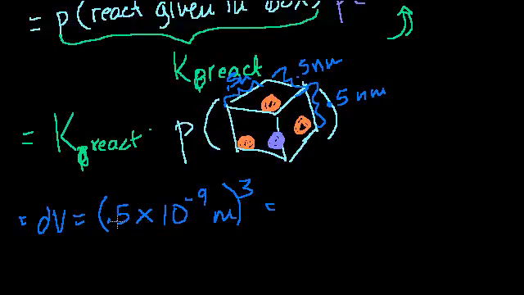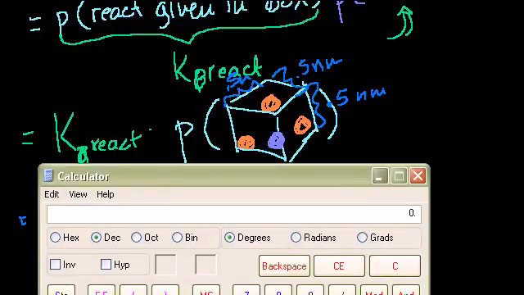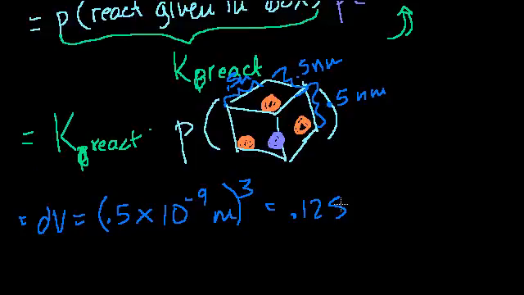So this is equal to 0.5 to the third power. That's what? 0.5 times 0.5 is 0.25 times 0.5 is 0.125. I want to do the math right, so let me just make sure I got that right. 0.5 to the third power, 0.125 times 10 to the minus 9 to the third power, which is minus 27. 10 to the minus 27 meters cubed. So that's my volume.